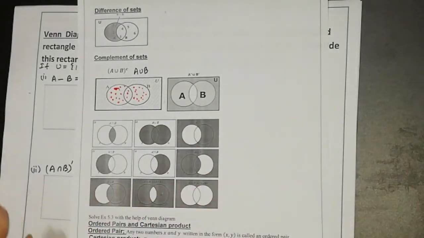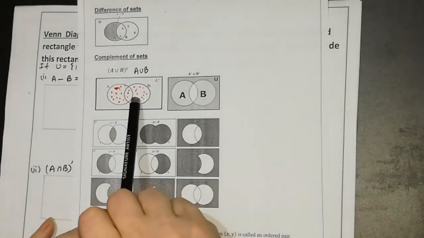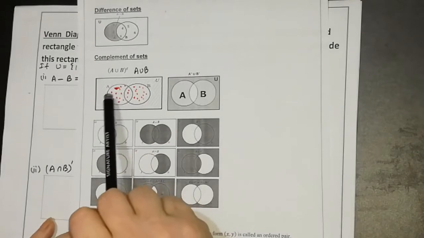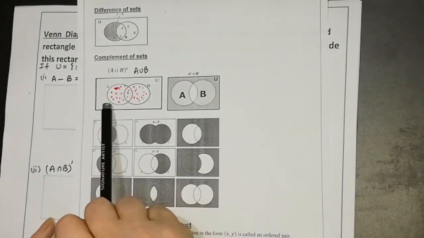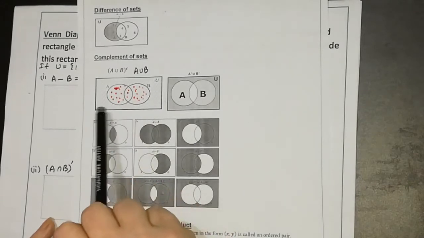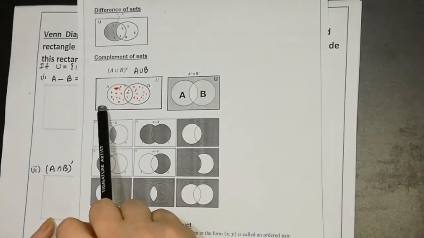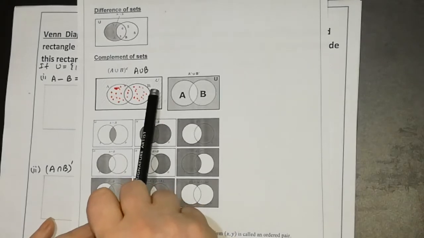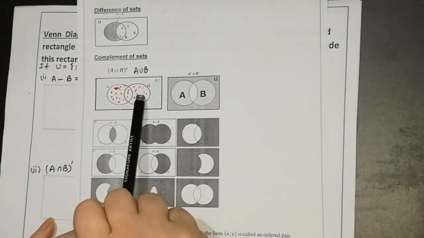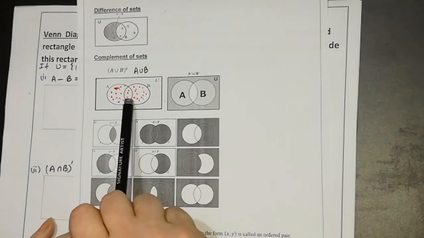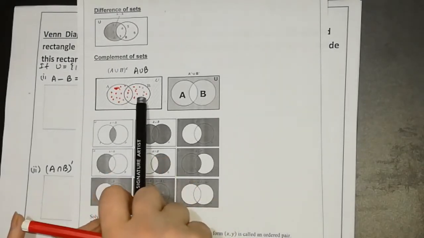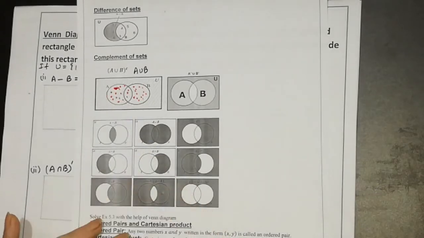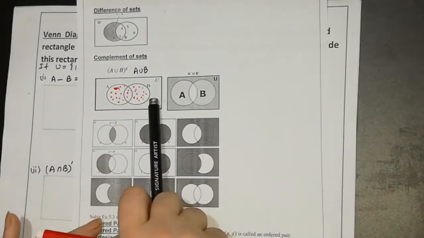Complement means those parts of U which are not present in A union B. So leave all the portion of A and B, and this lined region shows the complement. So your answer is the lined region. Why is it a lined region? Because this part of U is not present in A union B, and this dotted part is A union B. So how to write your answer? A union B is a dotted region, and A union B complement means a lined region.